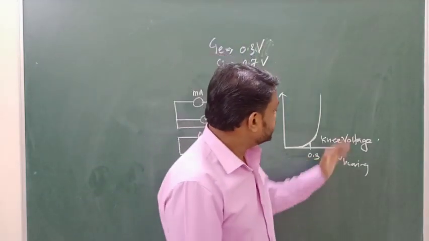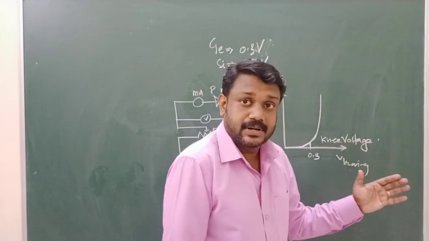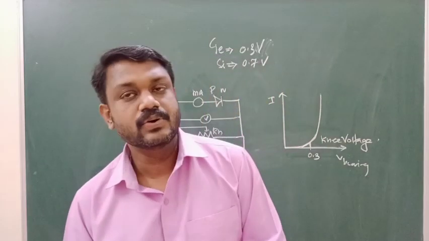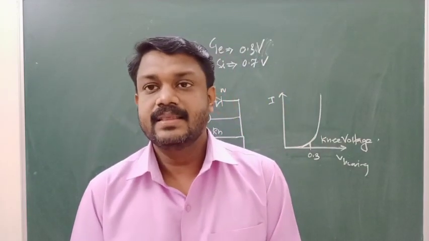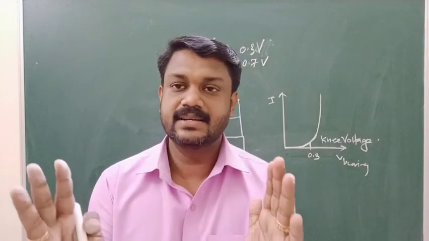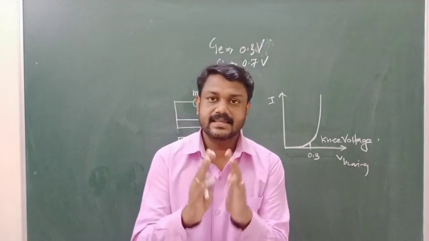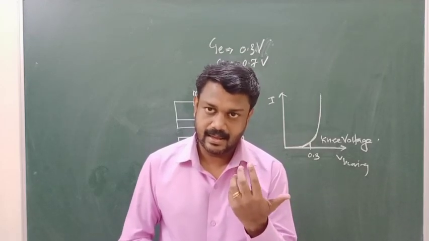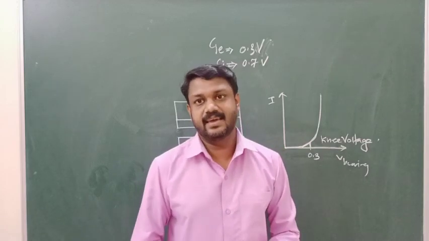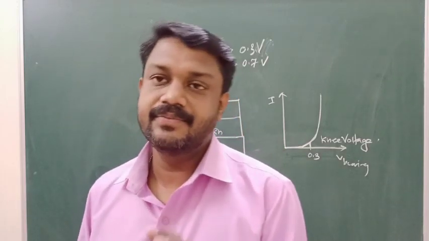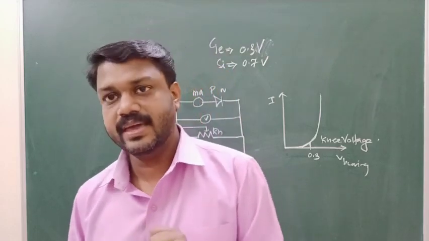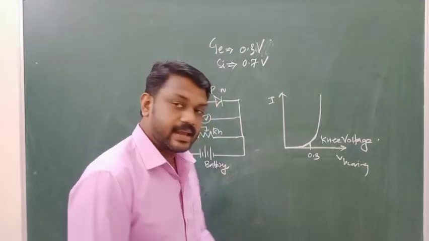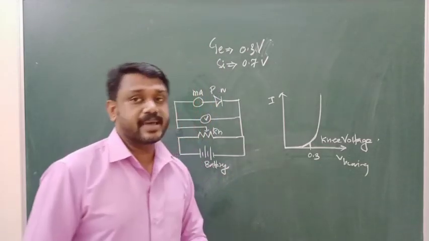When we increase the biasing potential above the barrier potential, then you will get enough current in forward biasing, because at that time the depletion region width decreases, the barrier potential decreases, and the net potential will be VB minus VA. VB is the barrier potential and VA is the applied potential. Okay, so current is flowing through.